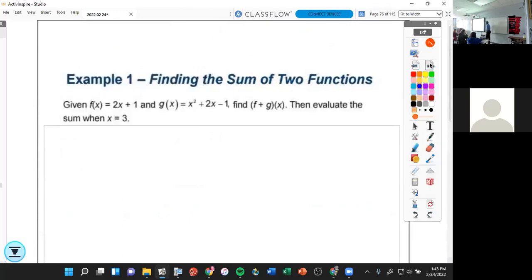Okay. I have two functions here. I have an f function and a g function. And the question says, find f plus g of x. Then evaluate the sum when x is 3. So we have two steps here. Step number 1 is what is f plus g of x? So the f function is 2x plus 1 plus the g function x squared plus 2x minus 1.